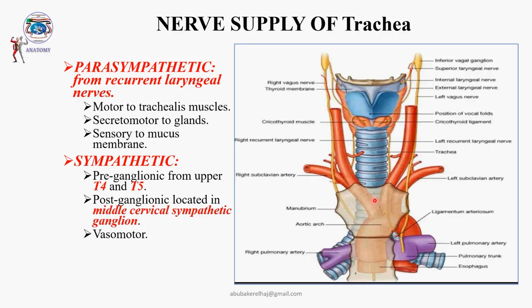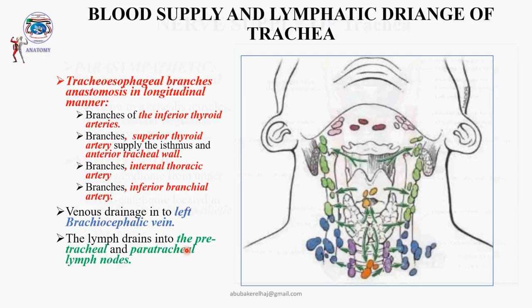Then the sympathetic innervation: the preganglionic fibers come from the segments of the spinal cord at thoracic 4 and 5, and the postganglionic fibers are received from the middle cervical sympathetic ganglion, and this acts as the vasomotor for the blood vessels around the area of the trachea. Okay, and it also has a specific role downwards in the bronchioles.